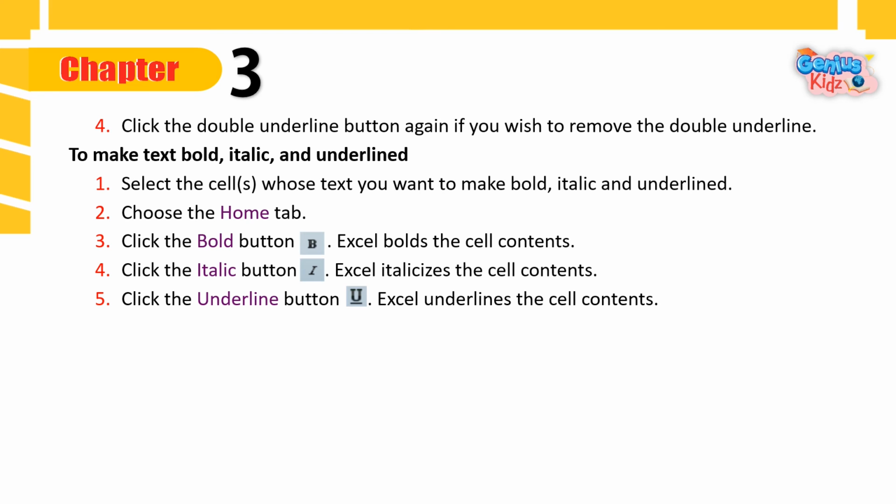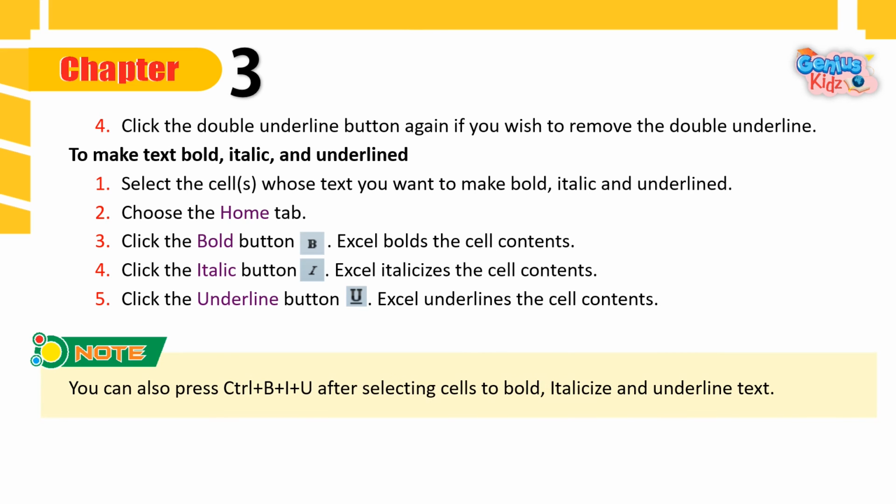To make text bold, italic, and underlined, 1. Select the cells whose text you want to make bold, italic, and underlined. 2. Choose the Home tab. 3. Click the Bold button. Excel bolds the cell contents. 4. Click the Italic button. Excel italicizes the cell contents. 5. Click the Underline button. Excel underlines the cell contents. Note: you can also press Ctrl+B+I+U after selecting cells to bold, italicize, and underline text.